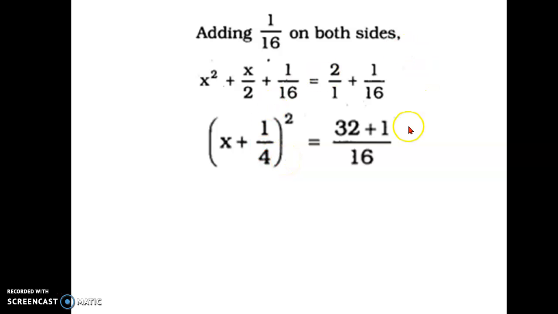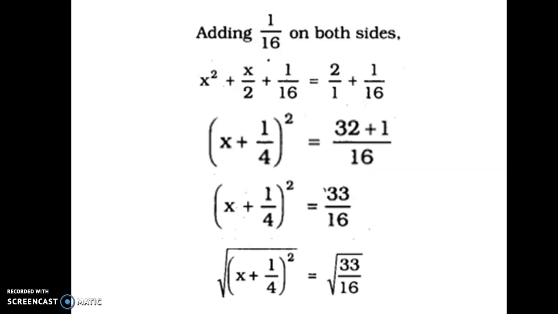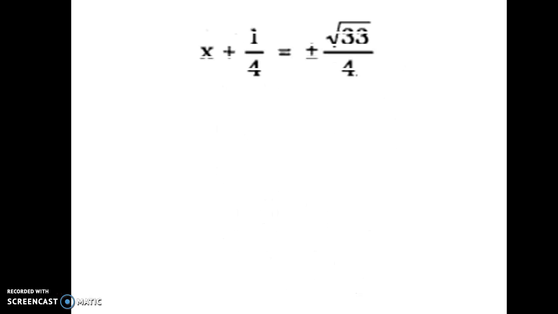Then coming to the RHS, here you are having 16, so here 1 is there. After taking LCM you will have 16, so 16 should be multiplied with 2. 2 into 16 is 32. 32 plus 1 divided by 16, so reduce it still more and you will get 33 by 16. Then after that, taking the square root on both sides. After taking the square root, in the LHS the square will be removed. Here you can reduce it to plus or minus root of 33 by 4.